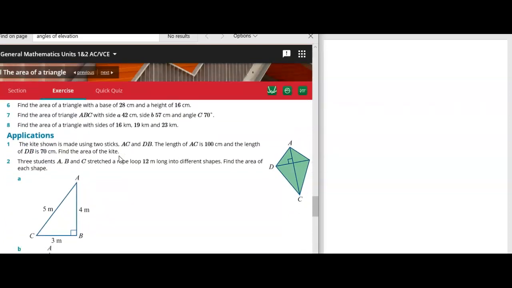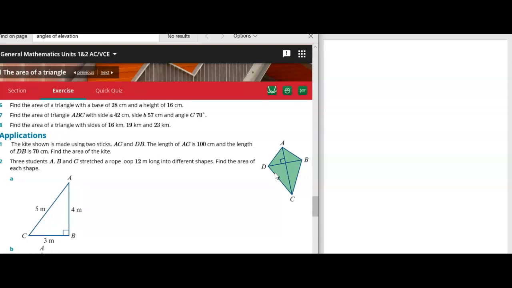Okay, so question 1. The kite shown is made using two sticks, AC, so here it is, A to C and B to D. The length of AC is 100 centimeters and the length of DB is 70 centimeters. Find the area of the kite. So let's just redraw this kite. Terrible kite. So this is 100, this is 70.